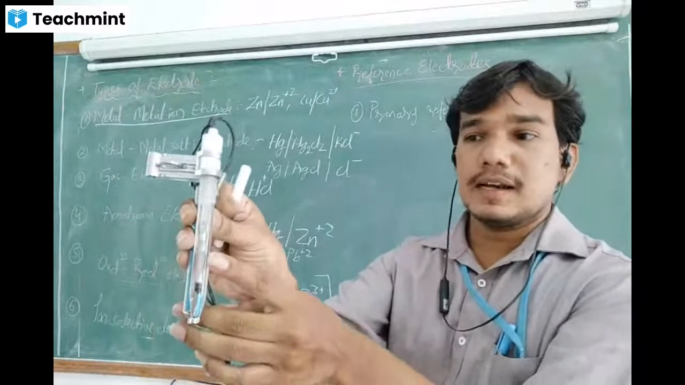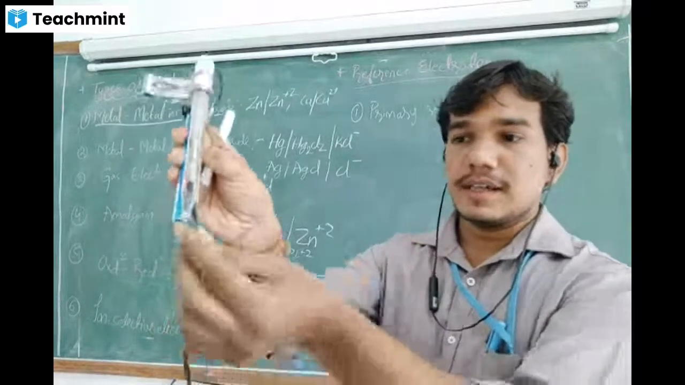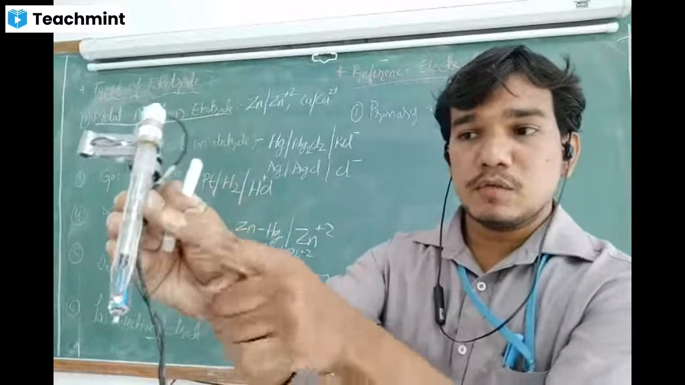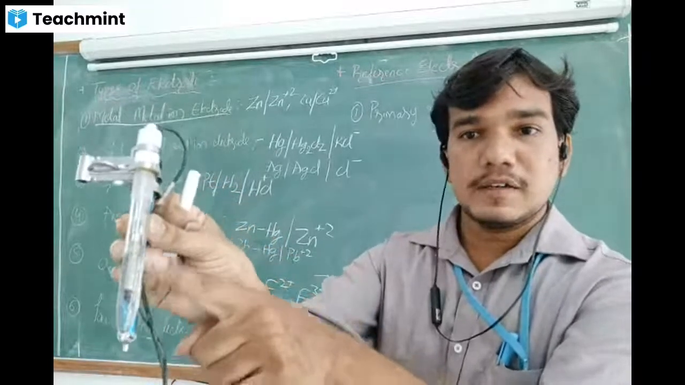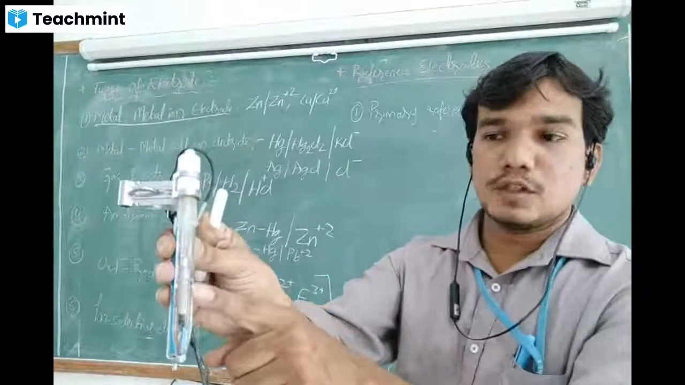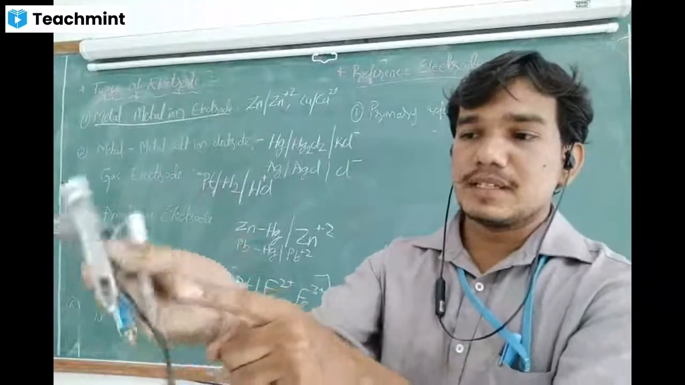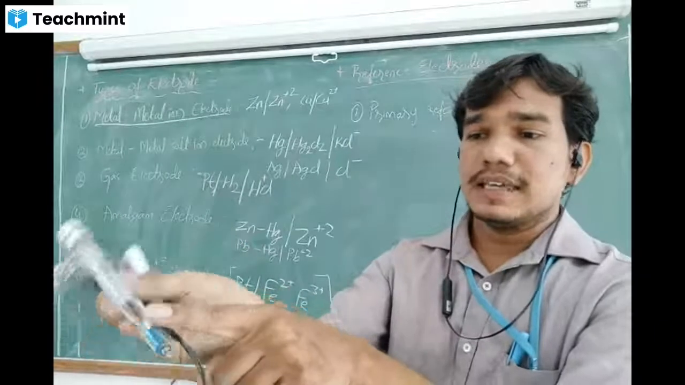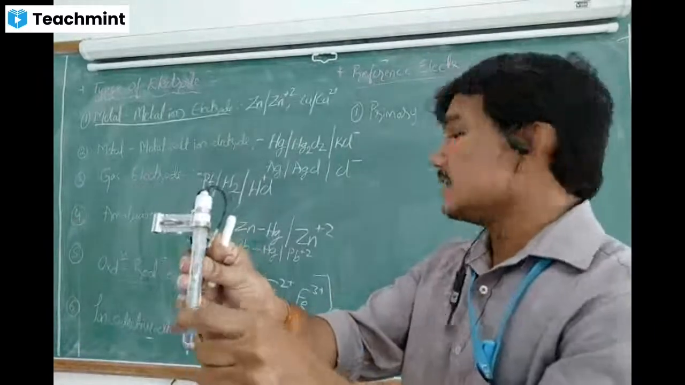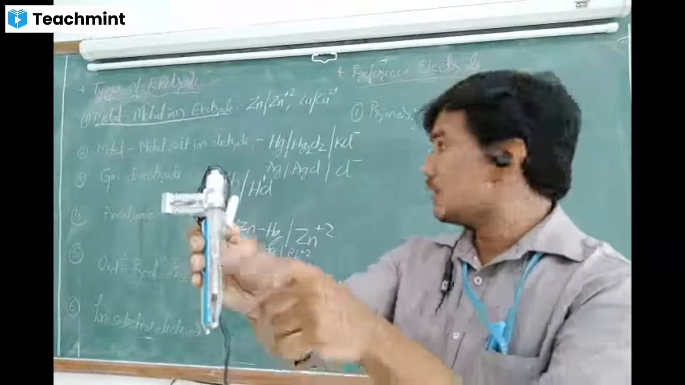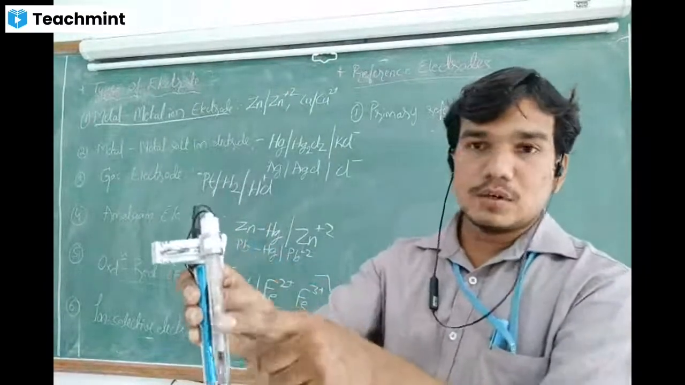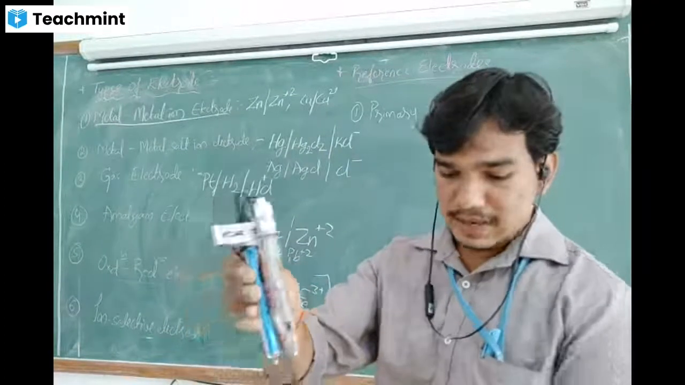Mercurous chloride electrode. See here at the bottom, pure mercury is placed, over which is a paste of the salt mercurous chloride, Hg2Cl2, and this is the KCl solution, the common anion of the salt. So this is the calomel electrode. The mercurous chloride electrode is called a calomel electrode.